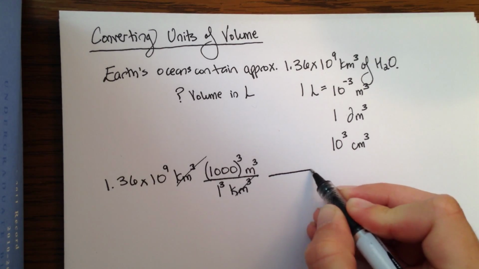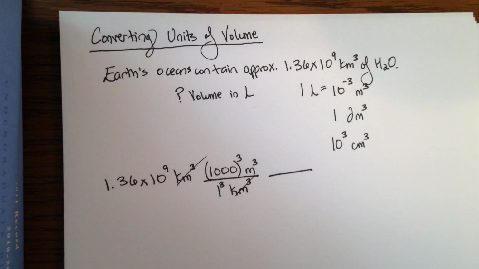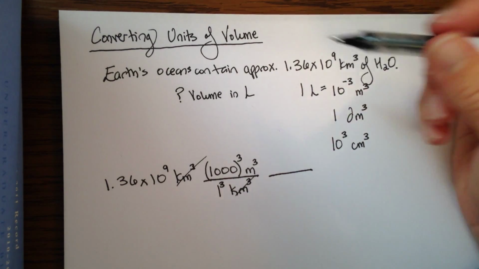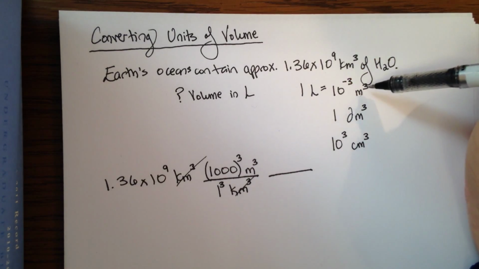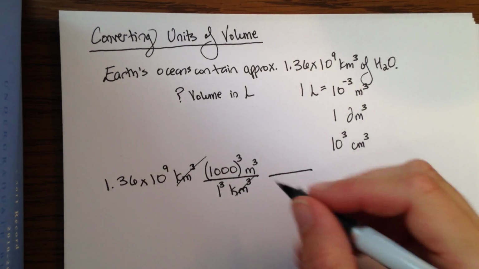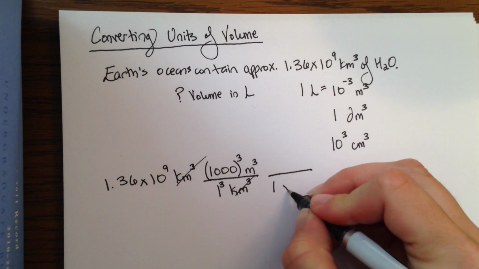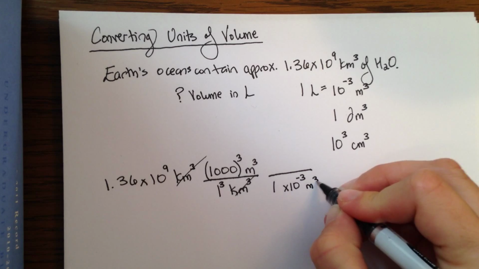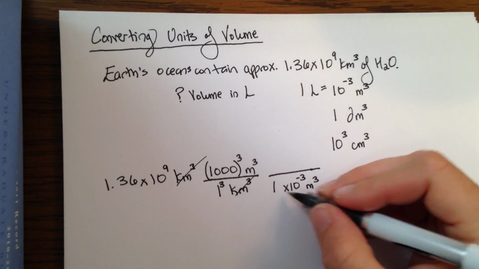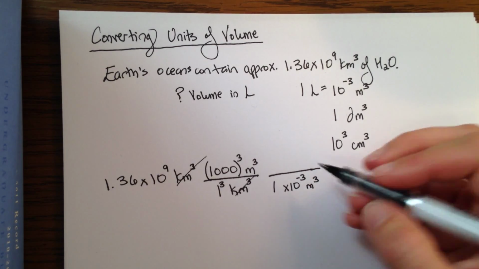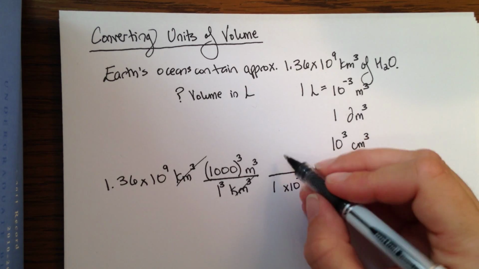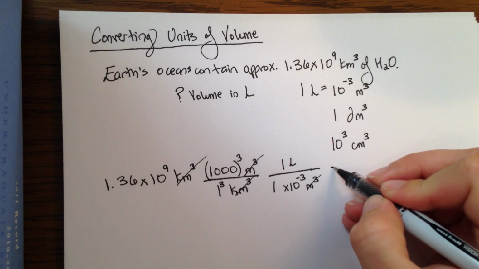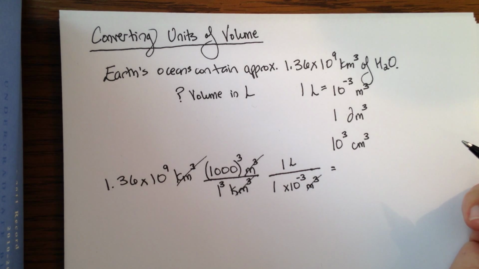Wonderful. Now, if we want, since we've got this conversion here, we can go directly from meters cubed to liters. Great. 1 times 10 to the negative third meters cubed. You don't really have to write the 1, it's just kind of habit of mine. So meters cubed over 1 liter. Meters cubed cancels out. Great.